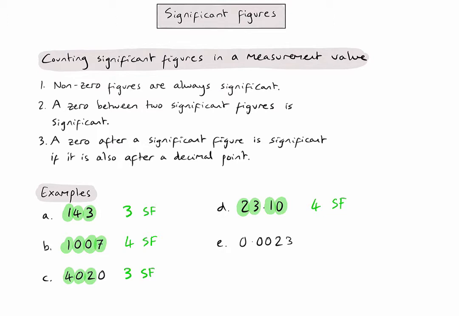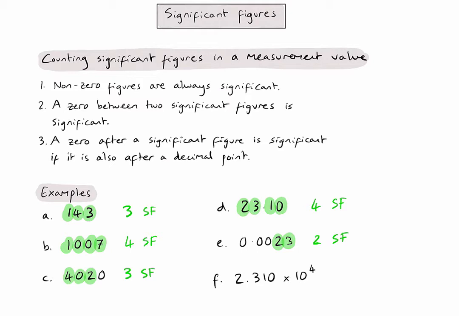In example E, we can immediately identify the 2 and the 3 as significant. The other zeros, however, do not count as significant figures in this case, because they come before the significant figures in my number, and therefore they don't qualify in any of our criteria. So this number has just 2 significant figures.